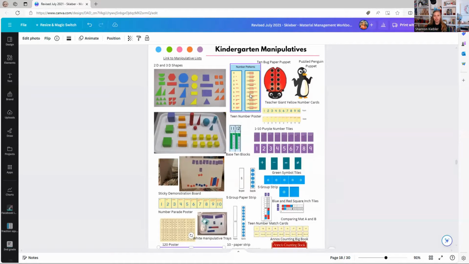To the right of this poster, you're going to see the 10 bug paper puppet and the puzzle penguin puppet. Both of these puppets come at the end of your teacher's edition in the poster section. They are meant to be torn out, laminated, and then you put them on a ruler or a popsicle stick, and we make little hand puppets out of it.